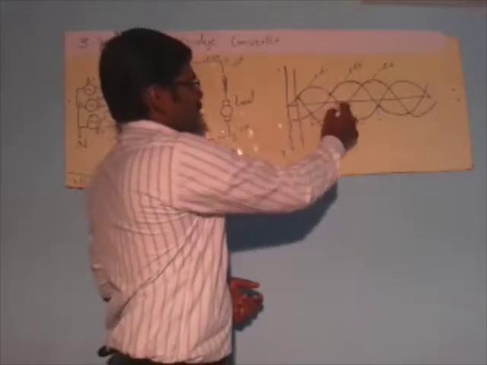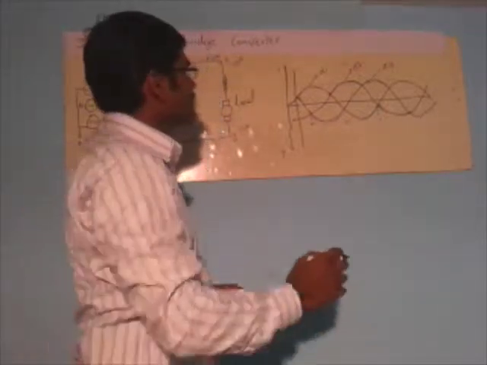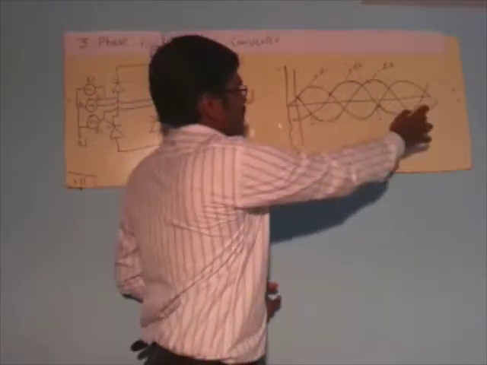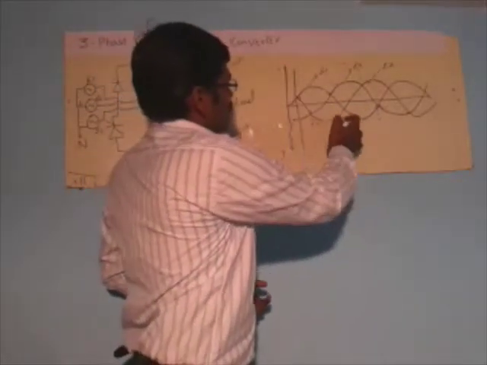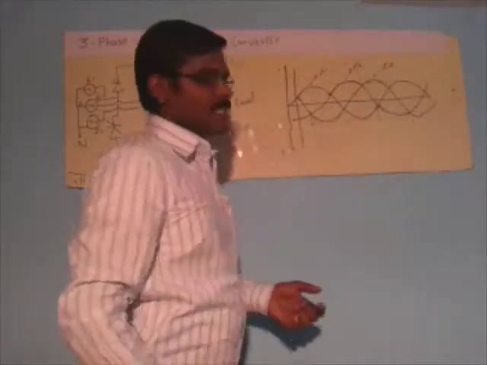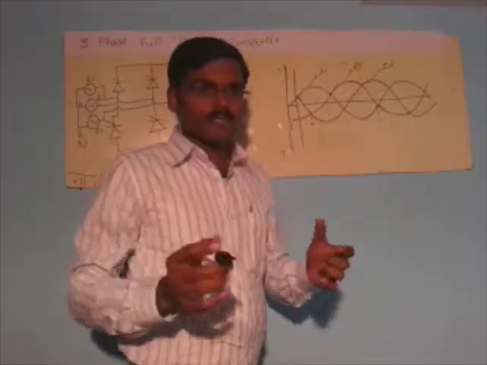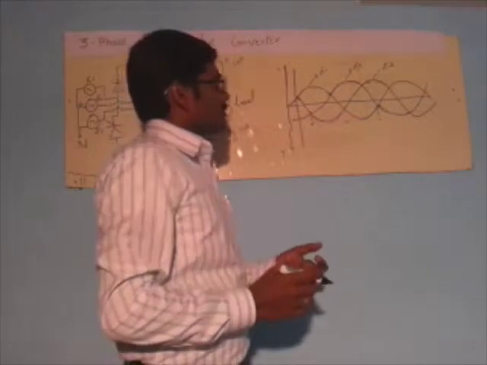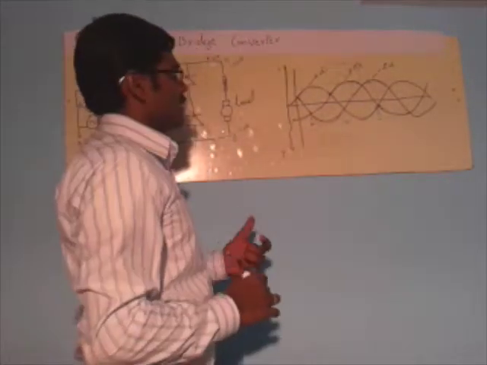This is a waveform from source E1. We can say that is R phase. This is a waveform from source E2. It's Y phase. This waveform is from source E3, that is B phase. All are 120 degrees apart from each other. One is 120 degrees lagging and another is 120 degrees leading.